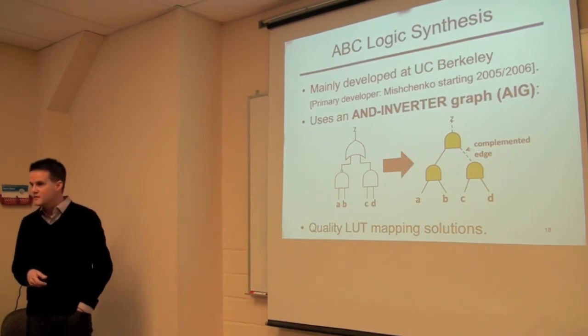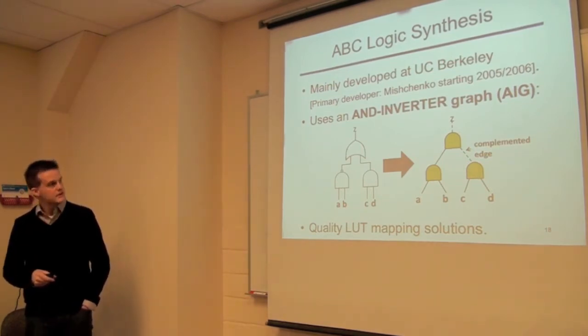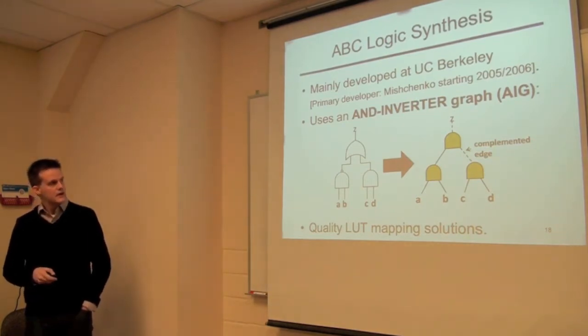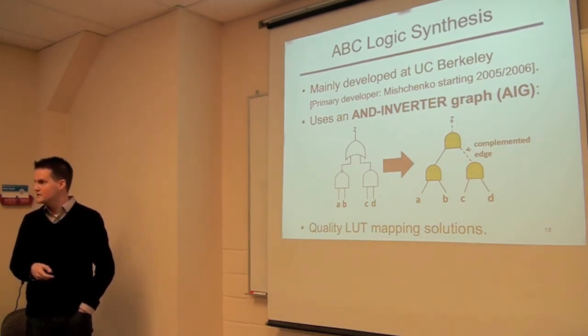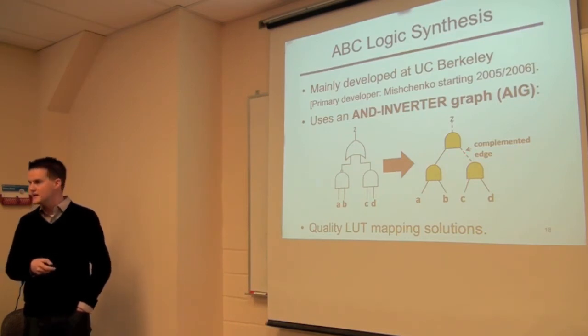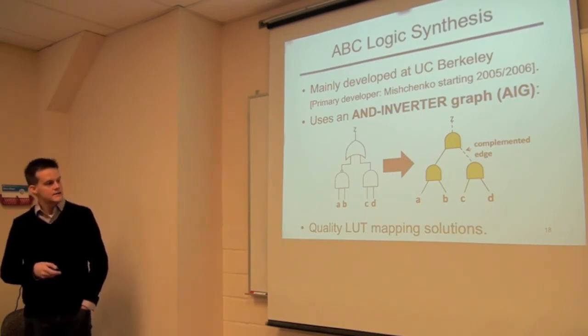ABC, just to remind everyone, is a logic synthesis system developed at UC Berkeley by Mishchenko, mainly. The main data structure in ABC is the AND-inverter graph. Basically, the logic circuit here can be represented as a network of 2-input ANDs and inverters. The inverters are not explicit. The inverters are just tags on edges. So basically here I show inversion with a dotted edge. Okay? This is the idea of ABC.